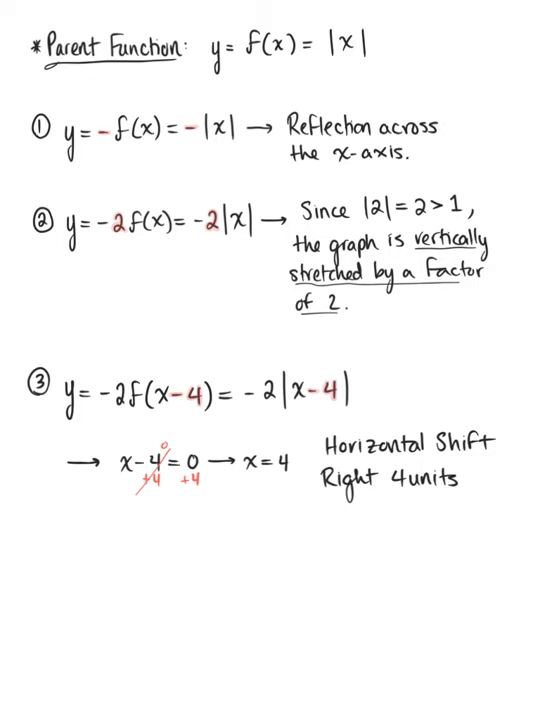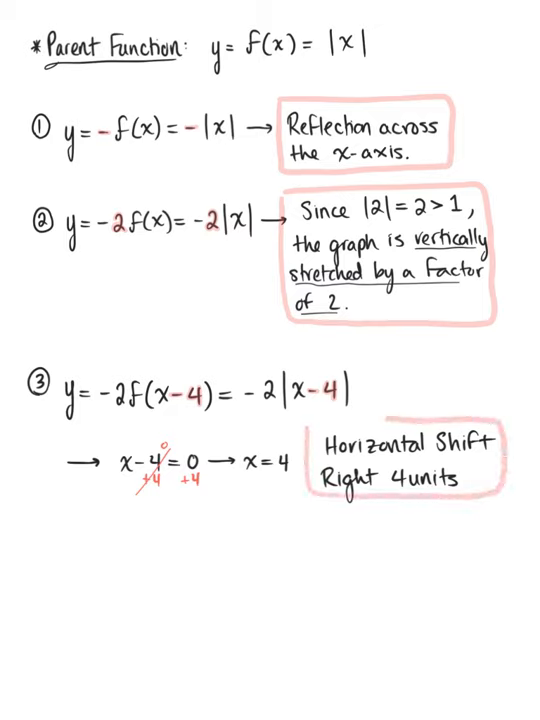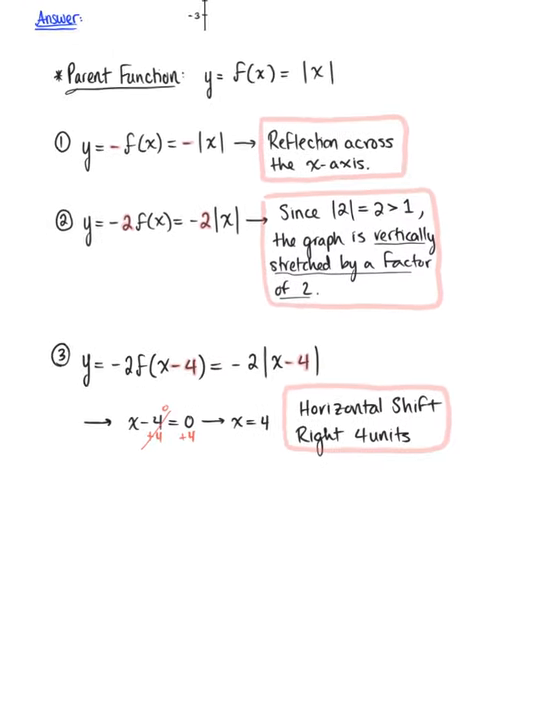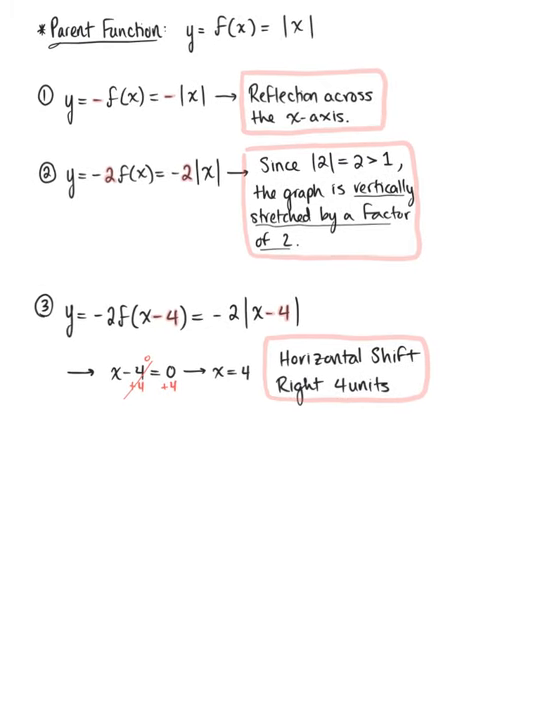All right, so we have everything that we need. We know that our graph is being reflected across the x-axis. The graph is then going to be vertically stretched by a factor of 2. And then last but not least, we have a horizontal shift to the right 4 units. So now at this point, we are ready to go ahead and sketch the graph.